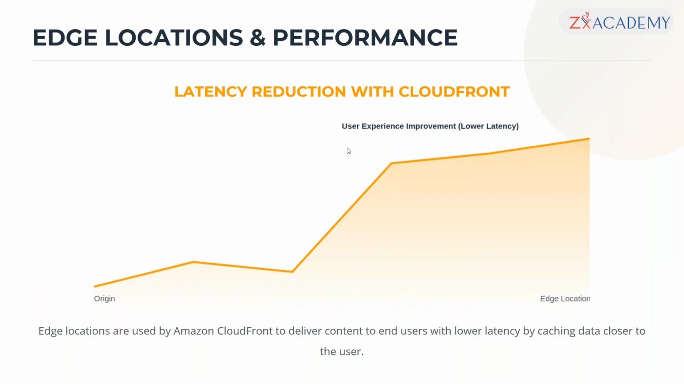Edge locations are also data centers that are close to the customer, so they reduce the latency. They are part of the CloudFront network, and CloudFront is a CDN, a Content Delivery Network. Edge locations are used by Amazon CloudFront to deliver content to end users with lower latency by caching data closer to the user.